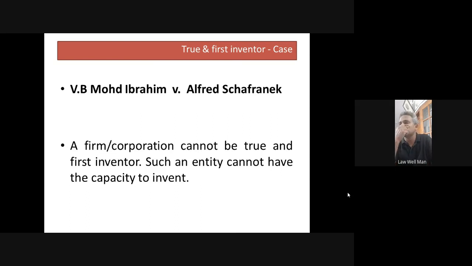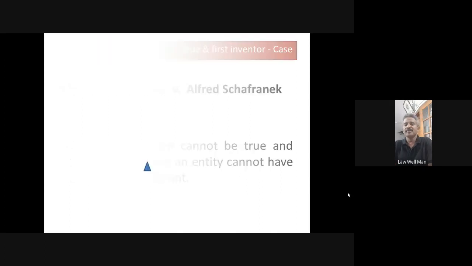Let's see how things will go once AI is in place very strongly. Artificial intelligence is in place strongly. I don't know what's going to happen in future, but as of now, this is the position of law.